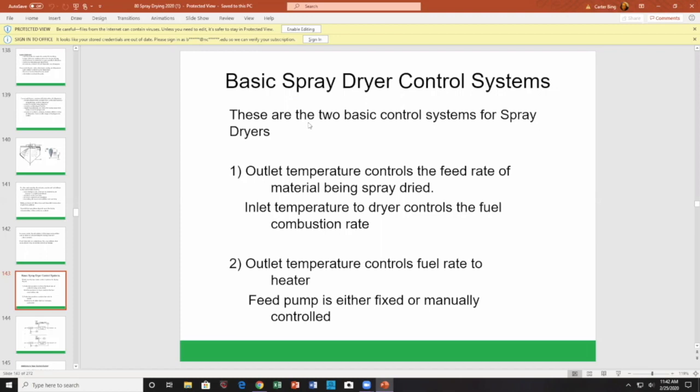one of the problems with dryers, generally speaking, is getting the proper process measurements, like outlet moisture from the air or the gas stream. Anyway, so we use the outlet temperature, not moisture, but temperature. Outlet temperature controls the feed rate of material to be spray dried, and the inlet temperature to the dryer controls the fuel consumption rate or combustion rate.